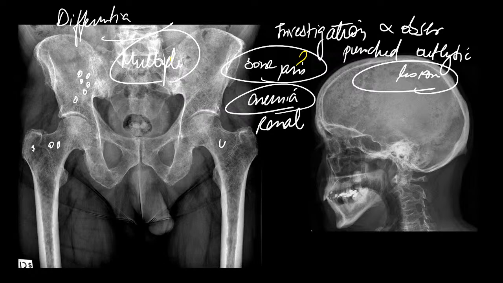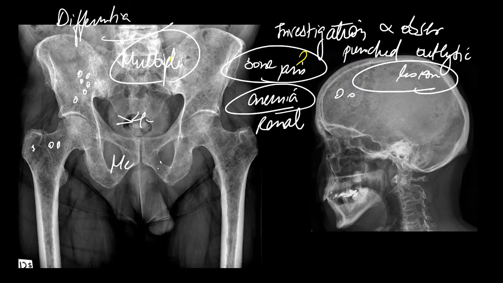So guys, you are going to find monoclonal gammopathy in this patient, and you are going to find Bence Jones proteinuria in this patient. Okay, so any other differential diagnosis for this case? An important differential for the lytic lesions in the skull.